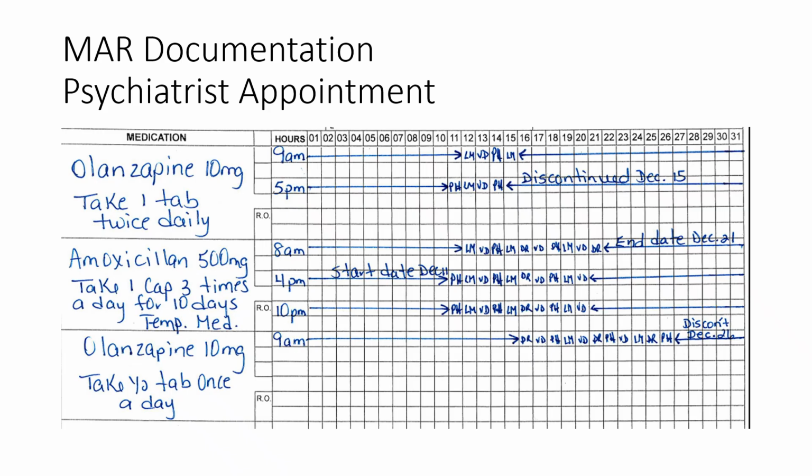Here is a completed MAR sheet for the medication changes at the psychiatrist appointment. Olanzapine 10 milligrams is discontinued completely, and a line is drawn across to the end of the month. Discontinue date is December 26th.